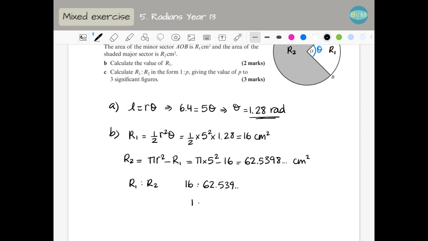So I will have 1 over 62.539 divided by 16. Just simplifying the ratio. Divided by 16, and this is 3.908. That to 3 significant figures is going to be 3.91, and that's the value of P, because I have now my ratio R1 to R2 in the form 1 to something, so this is the something, that's the value of P. And that's all with this question.